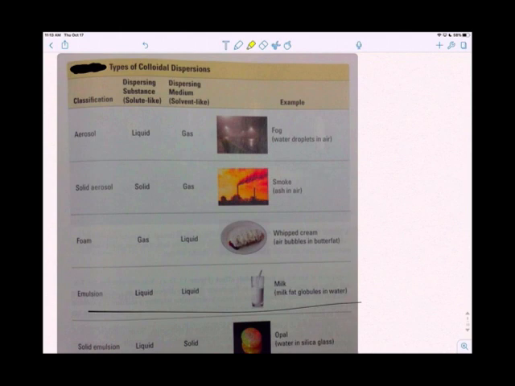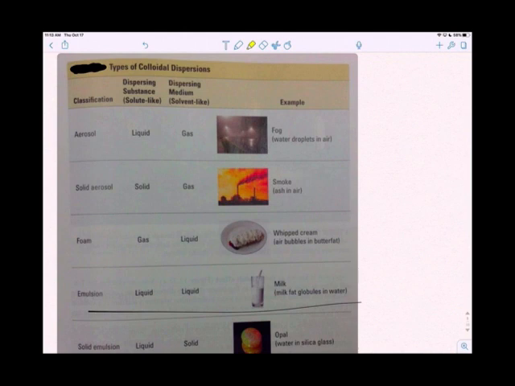And what can you use to determine if something is a colloidal dispersion? There's something called the Tyndall effect that I'll talk about later. It means scattering of light. You can have solid aerosols, so smoke is a solid aerosol. You can have gases dispersed in a liquid.